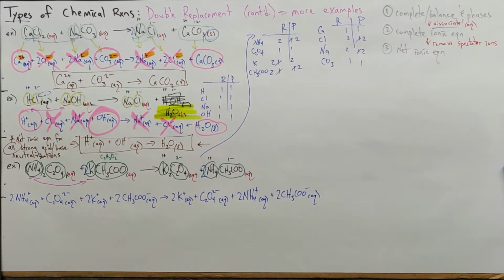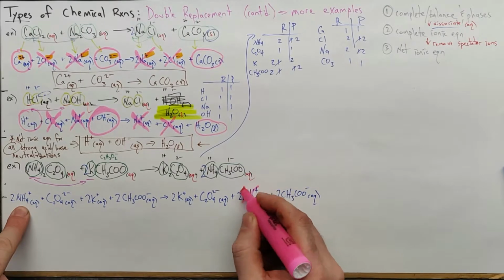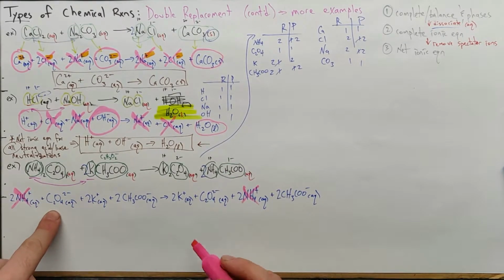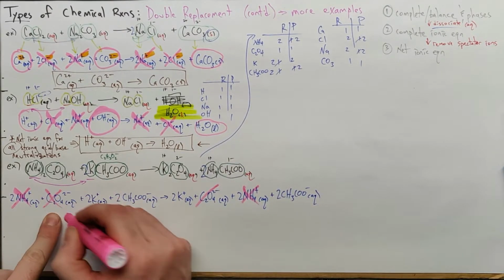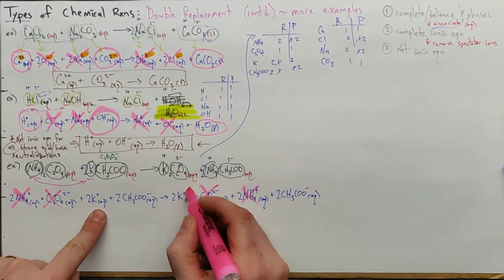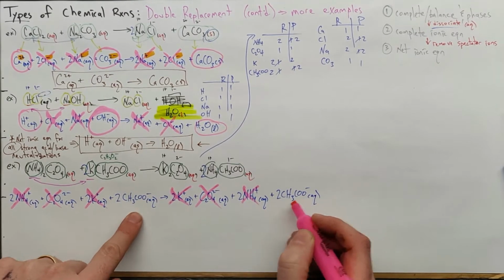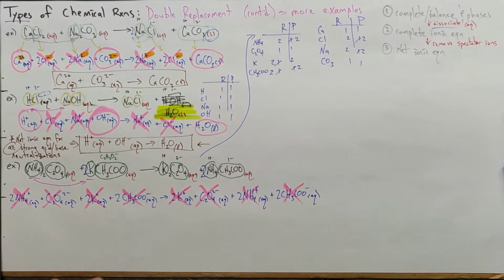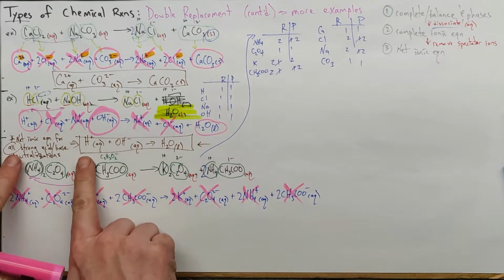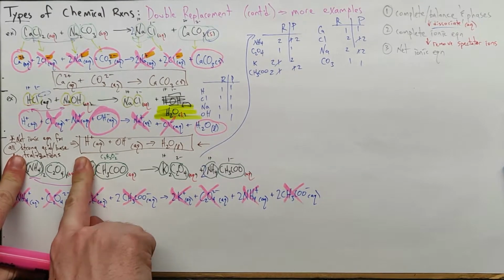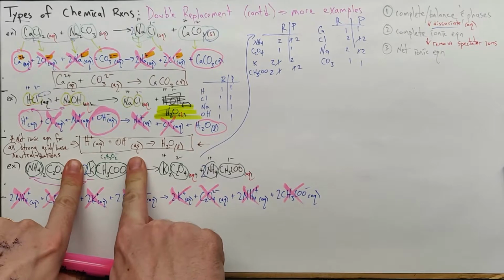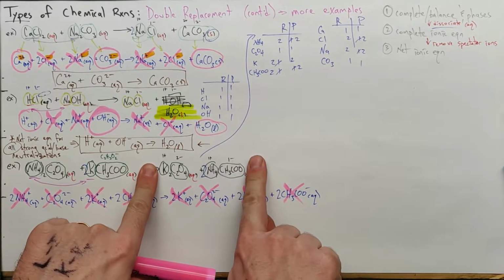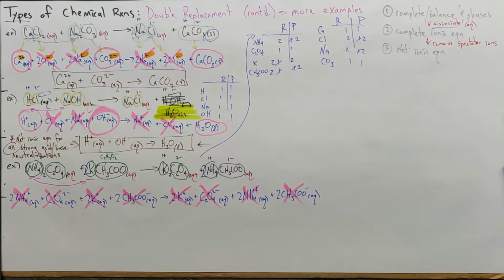So let's look for our spectators. Our spectators should remain unchanged from left to right. We'll look if we have any ammoniums. Yes, we do. We will look if we have any oxalates. Yes, we do. Do we have any potassium ions? Yes, we do. And do we have any acetates? Yes, we do. Okay. So in the beginning, I would have a beaker with some ions, and I would have another beaker with some ions, and in the end, I'd have a beaker with all those ions. There's nothing happening here. There's no net ionic equation.